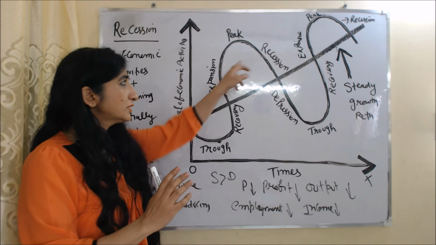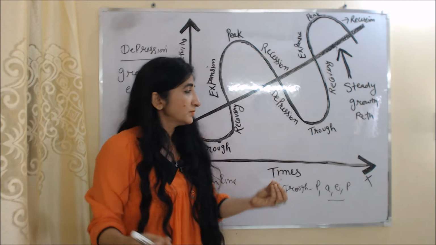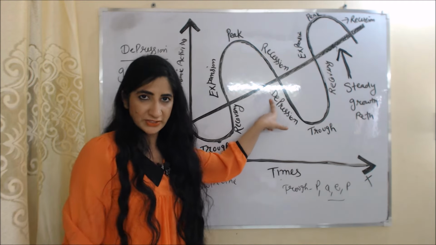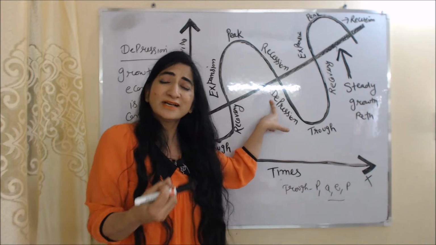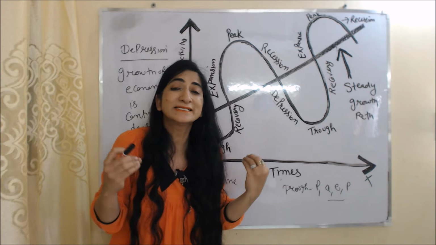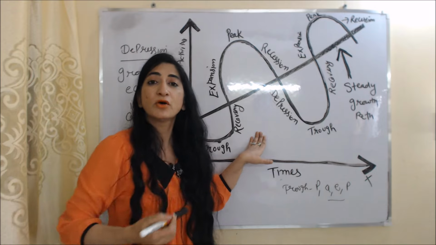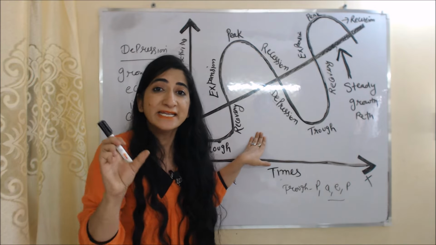If we are not able to control recession, then we move to depression. Now our economy moves to depression. This is depression. Here our economic growth is continuously falling. During depression, our growth rate falls below the steady growth line. Please listen carefully. During depression, our economic growth rate falls below the steady growth line.